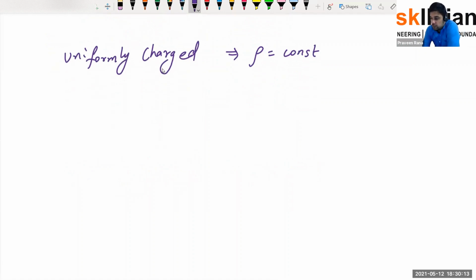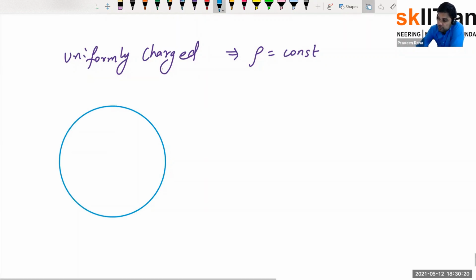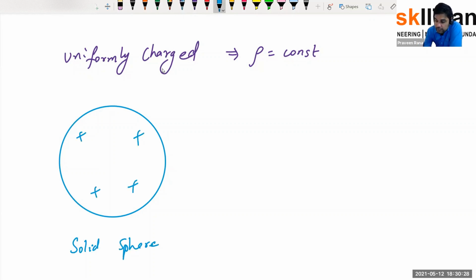Now, let's move on to the heading. We have a solid sphere. We have to mention that it is a solid sphere. So now I will have to show the plus or the minus signs in the sphere too, because if it was conducting, these positive signs wouldn't be inside the sphere.